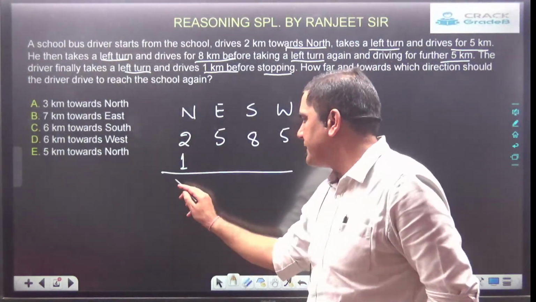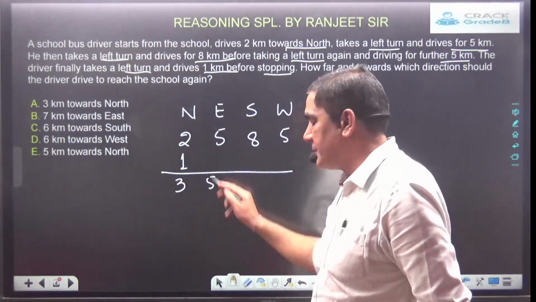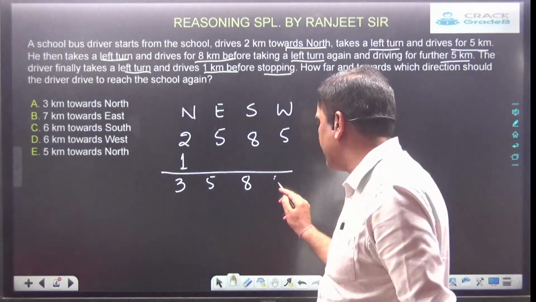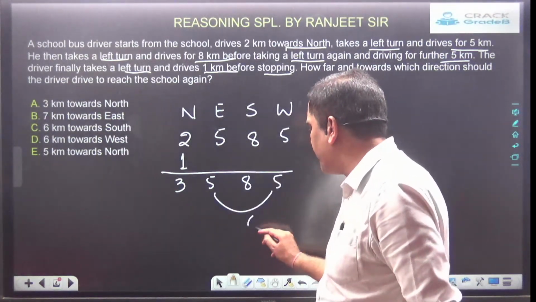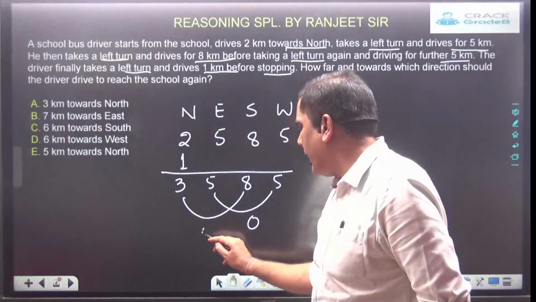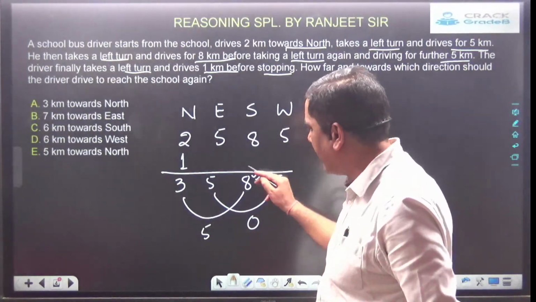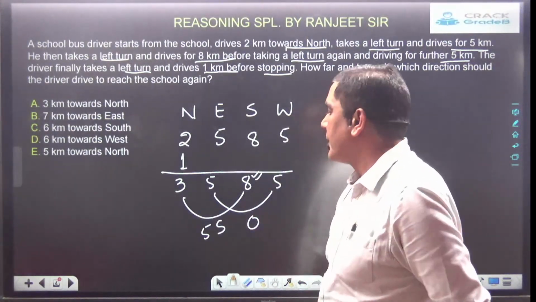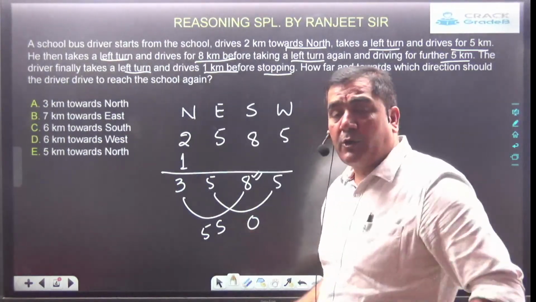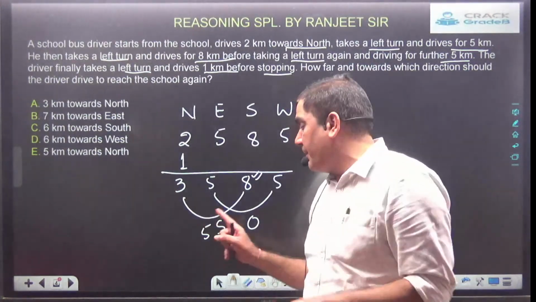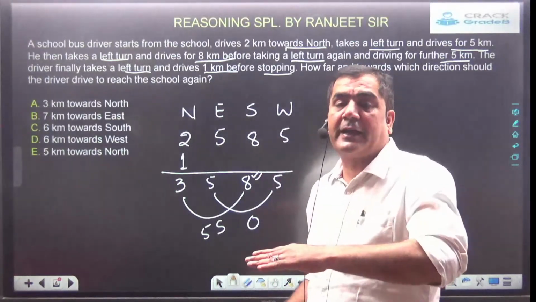Okay. Distance, let's calculate. This is 5. This is 3. This is 5. This is 8. And this is 5. Take these two, difference will be what? 0. This is what? 5, and this direction should be the highest value, which is south. Clear? Now, this south is what? From starting to final, this will be south.